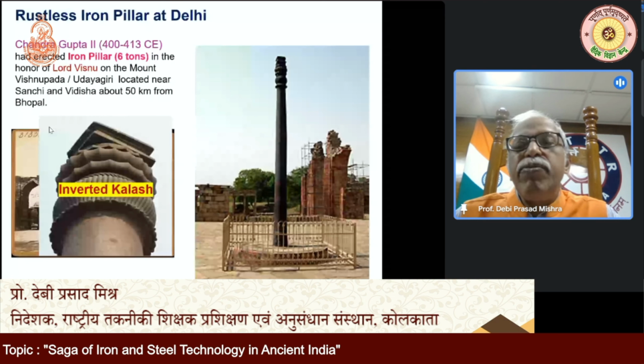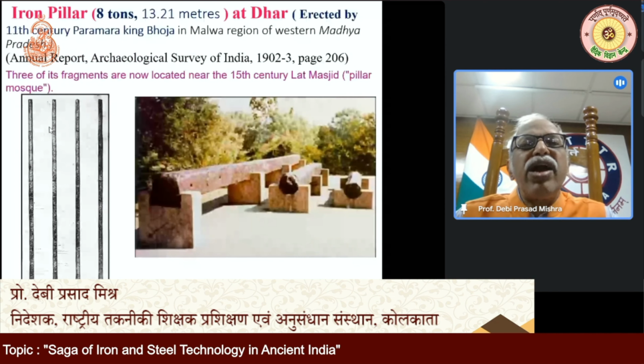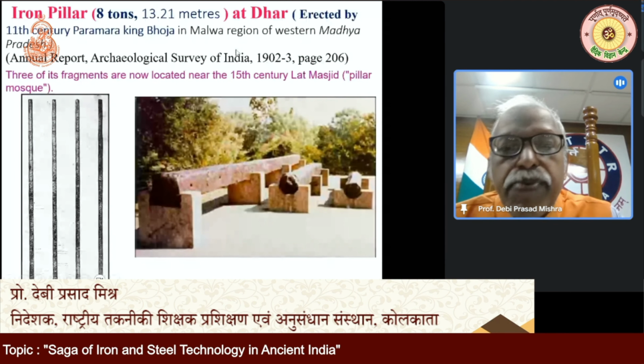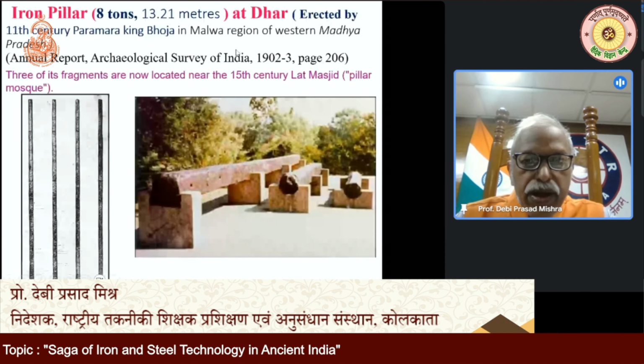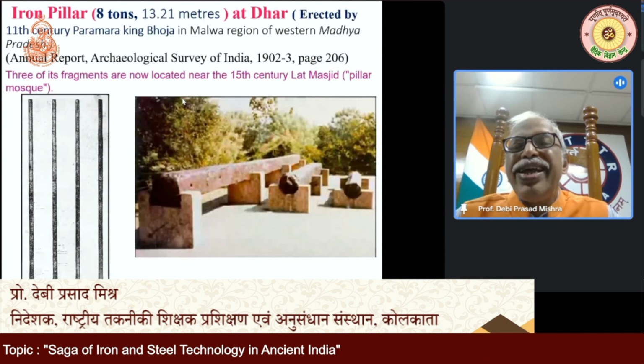Today, we are in deep trouble because there is a cultural innovation in our country at this moment of time. And if you look at iron pillars, there are several iron pillars that are erected, as I showed. There are various shapes and sizes. And of course, the one at Pagman, now located near the 15th century Lat Masjid pillar mosque. And a lot of things are also being destroyed and spoiled by nature.